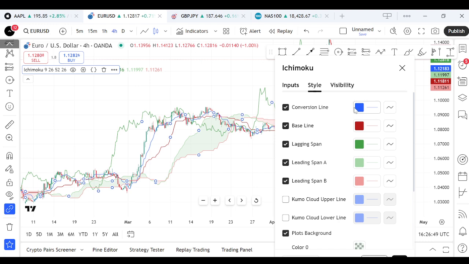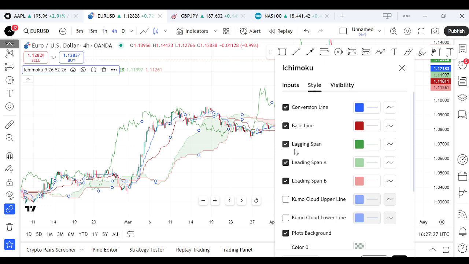The first one is the conversion line, which is the blue line. This conversion line is calculated by averaging the highest high and lowest low over 9 periods. It functions as a short-term moving average that shows immediate market momentum. Then next we have the baseline, which is the brown line you can see, and this one is similar to the conversion line, but it's calculated over 26 periods, making it a medium-term indicator. When price crosses this line, it often signals potential market changes.